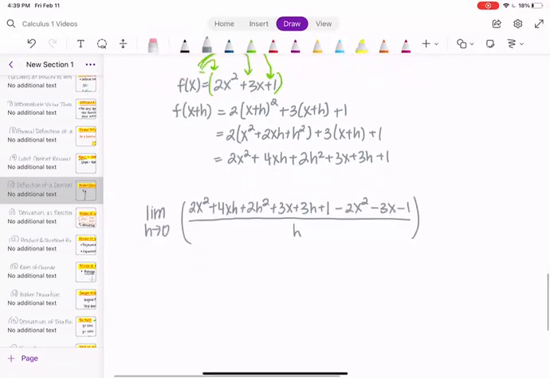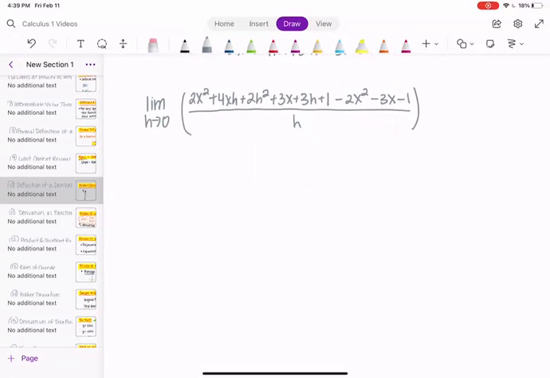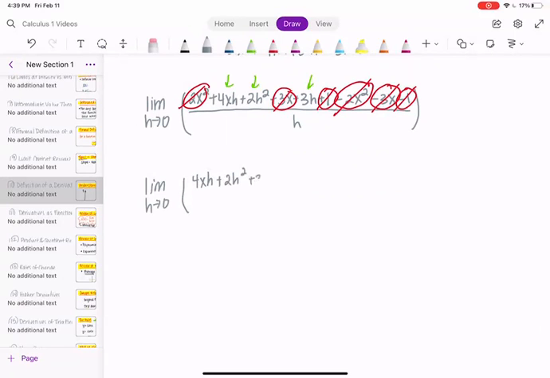So our next step is we have to cancel the things that are being subtracted, right? So here's the easiest way to do that. That's the first subtracted term, negative. And then this one cancels this one, and this cancels this. So that's what we have so far. Now let's see if we can combine any of these terms. Looks like not. So then what we're left with is the limit as h approaches 0 of 4xh plus 2h squared plus 3h over h.